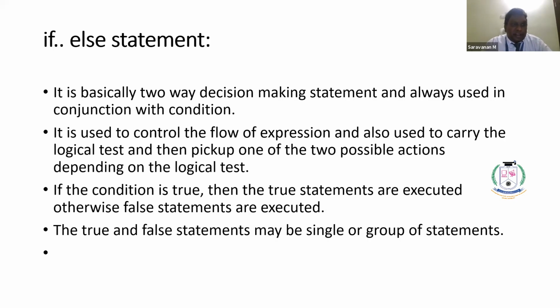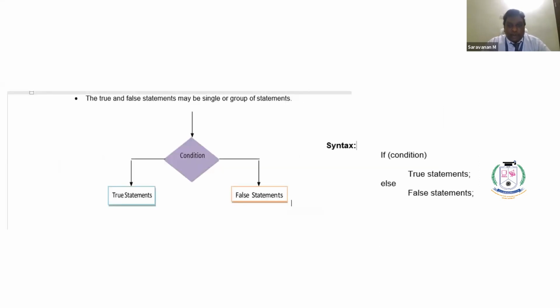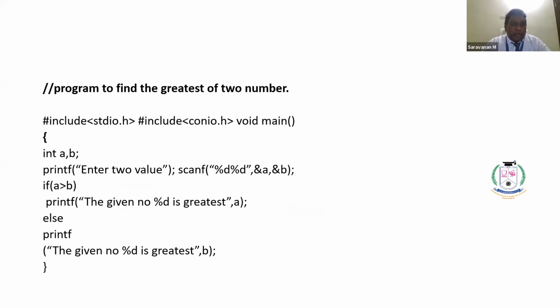Now this is the if else statement. It is basically two types of division, that is, the if else condition. If the condition is true, one set of statements runs; else you have another set of statements like this. If A and B are there, I'm going to give input as: if A is greater than B, print the given number is greater, or else B is greater. Now this is the simple program.